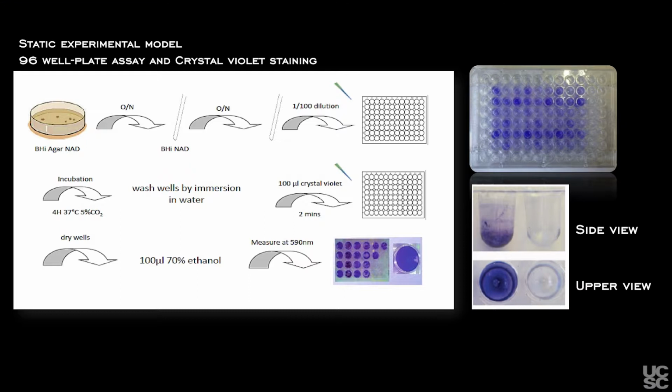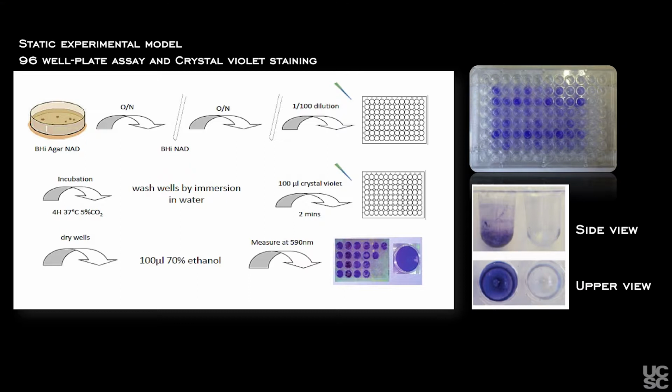at room temperature. To visualize and quantify a biofilm, we add ethanol to the wells and we measure the absorbance of the crystal violet. And here you can see the side view and the upper view of a well containing a biofilm versus a well without any bacteria.